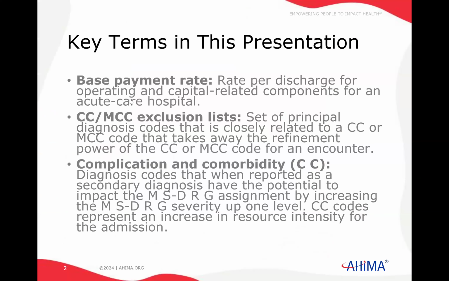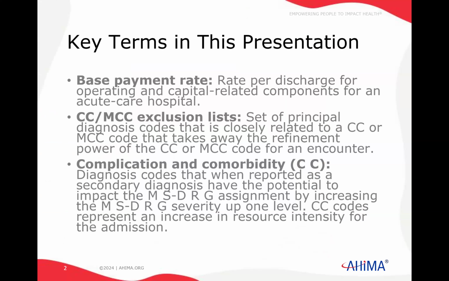A couple of key terms that you'll need to know. First is the base payment rate, and this is the rate that is paid for each discharge for operating and all capital-related components for an acute care hospital stay. So these are facility charges. This is what the hospital gets paid, and it's related to the base payment rate.